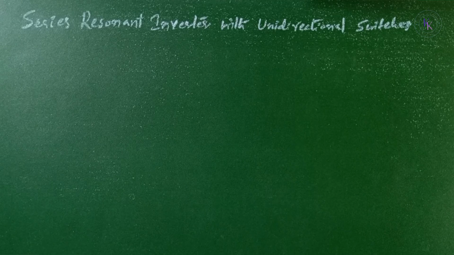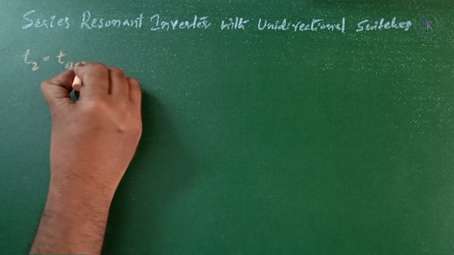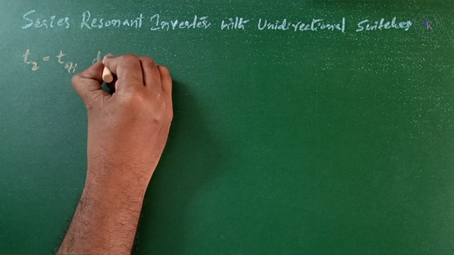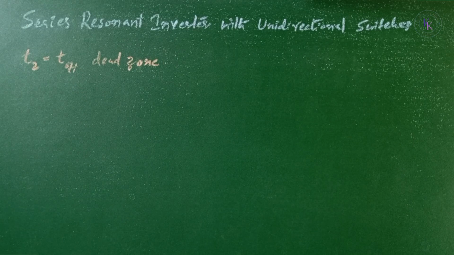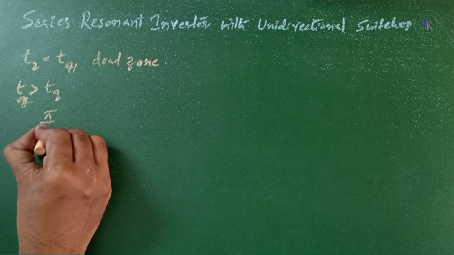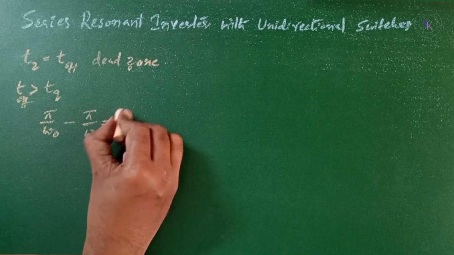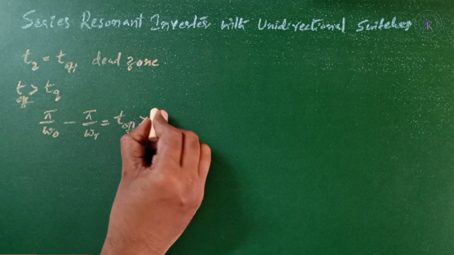The load current I1 of t must be 0 and T1 must be turned off before T2 is fired. Otherwise, a short circuit condition will result through the thyristors and the supply. Therefore, the available off time, known as the dead zone, must be greater than the turn off time of the thyristor, tq. The turn off time is pi by omega naught minus pi by omega r, which must be greater than tq.